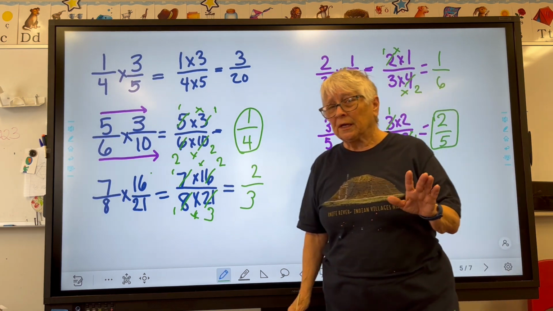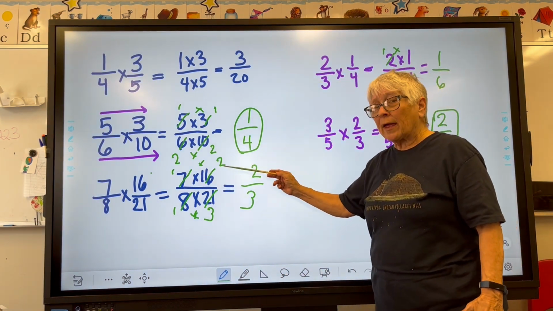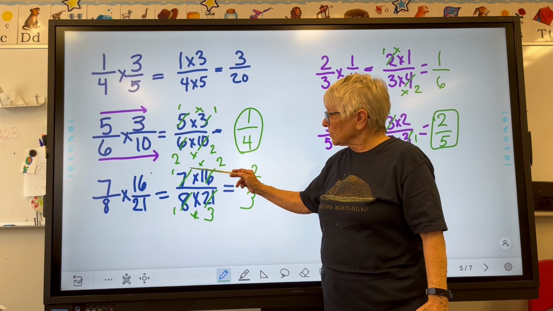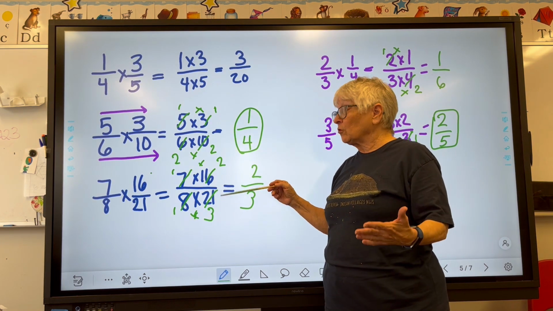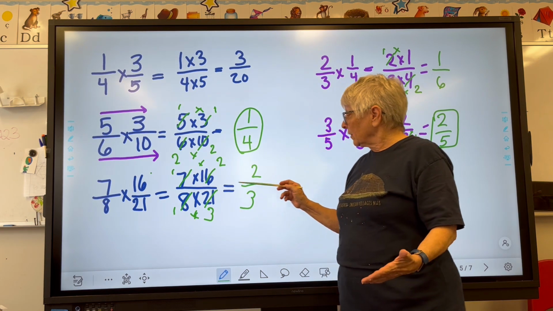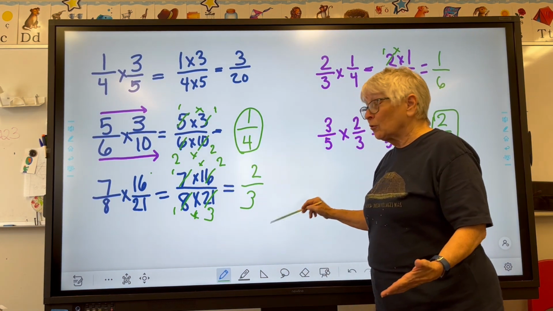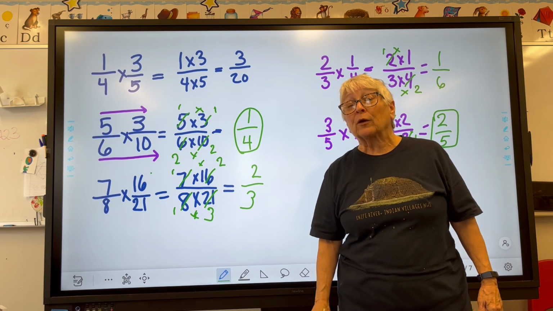Now I think you can see that if you will check, does 7 go into 8 and does 7 go into 21, before you start and multiply, you'll get to the reduced fraction a lot quicker.